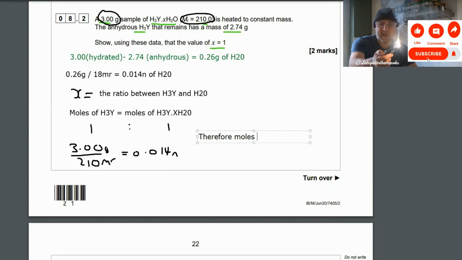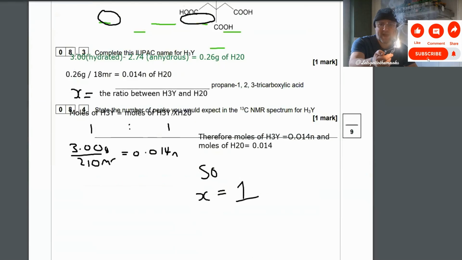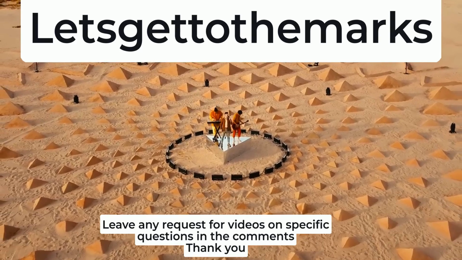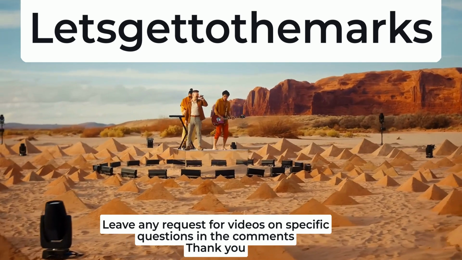So therefore, if the moles of the anhydrous substance is equal to the moles of the water, the ratio between them is 1. So X is 1. We have 0.014 moles of H3Y and 0.014 moles of H2O. Once again, how did we know we have 0.014 moles of H3Y? Because we had 0.014 moles of H3Y.XH2O. Right, let's move on.